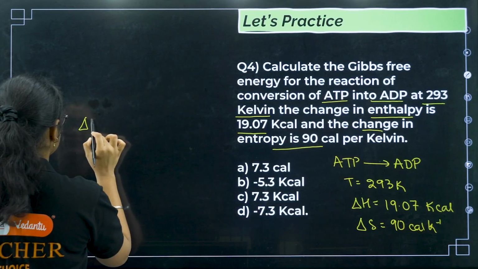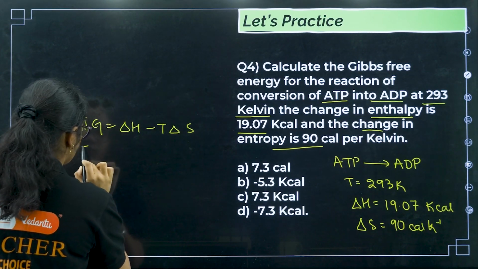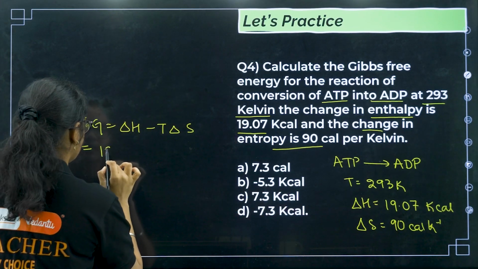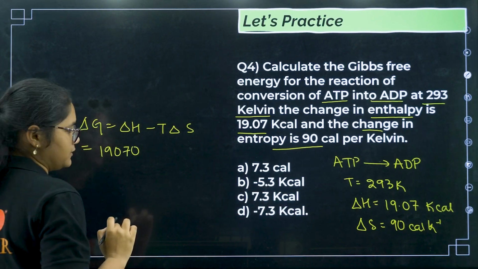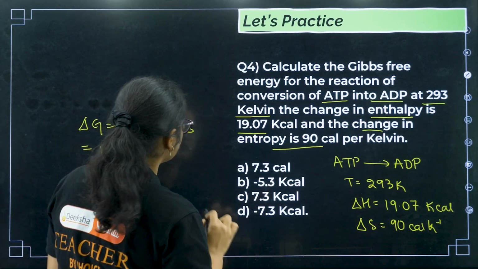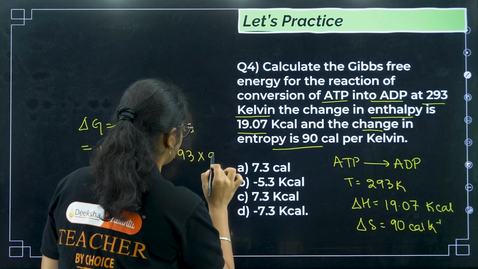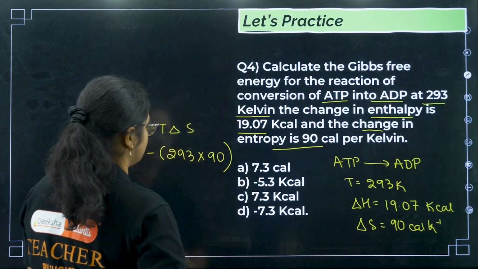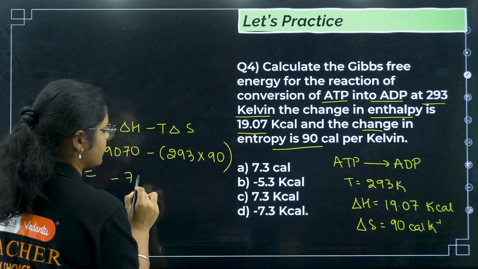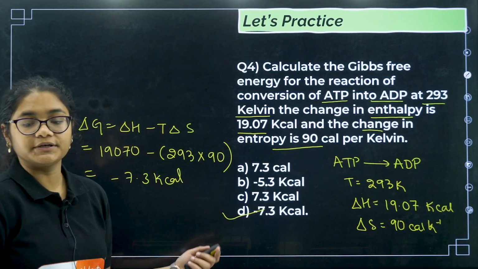Gibbs free energy. So delta G is equal to delta H minus T delta S. The delta H value is how much? 19.07 kilocalorie. So I will make it 19070 calorie. Next I have T as 293 Kelvin, and delta S is 90 calorie per Kelvin. Now if you solve this, you will be getting around minus 7.3 kilocalorie. The correct answer for this question will be option number D.